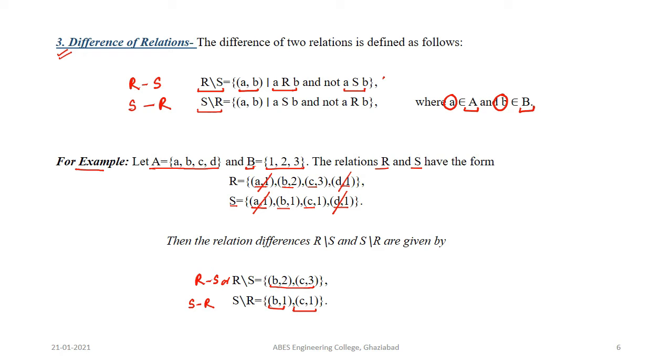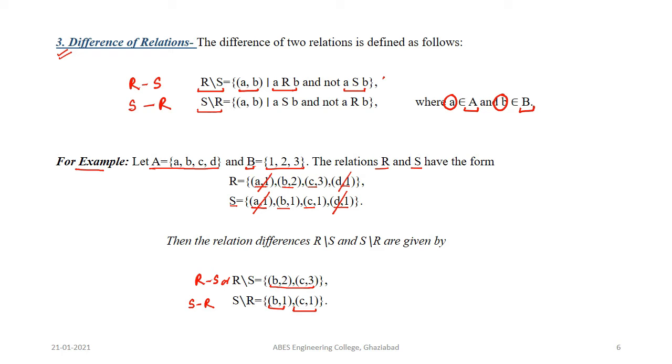So for example, let A be the set having the elements a, b, c, d and B be another set having the elements 1, 2, 3. R and S are two relations, R having the ordered pairs (a,1), (b,2), (c,3), (d,1), and S the other relation having the ordered pairs (a,1), (b,1), (c,1) and (d,1). We have to perform R minus S, or R slash S. So R minus S will contain the ordered pairs that belong to R but do not belong to S.